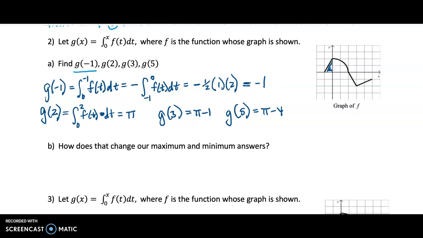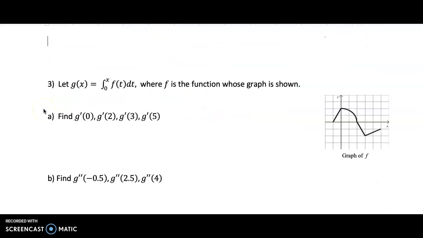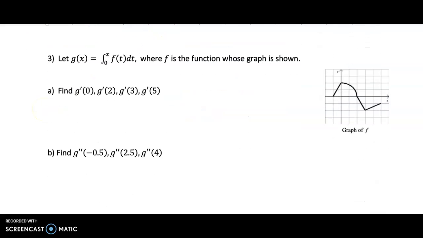I didn't get rid of this question. All right, I just got rid of that one because that's not what I wanted to ask you. Okay, so number 3 we're looking at now says we've got to find g prime of 0.